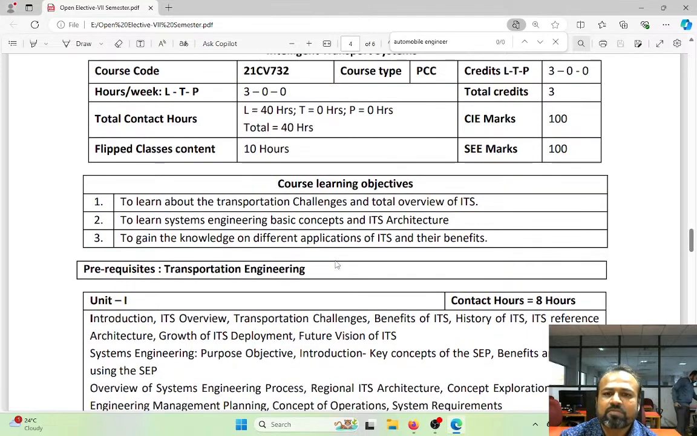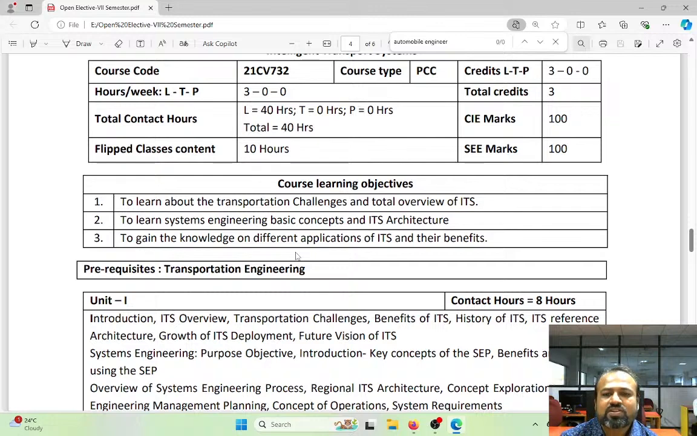We have defined some course learning objectives, but in brief, before starting with the actual syllabus, I just want to build a narration on why this subject should be an attraction to circuit branch students or non-civil engineering students.